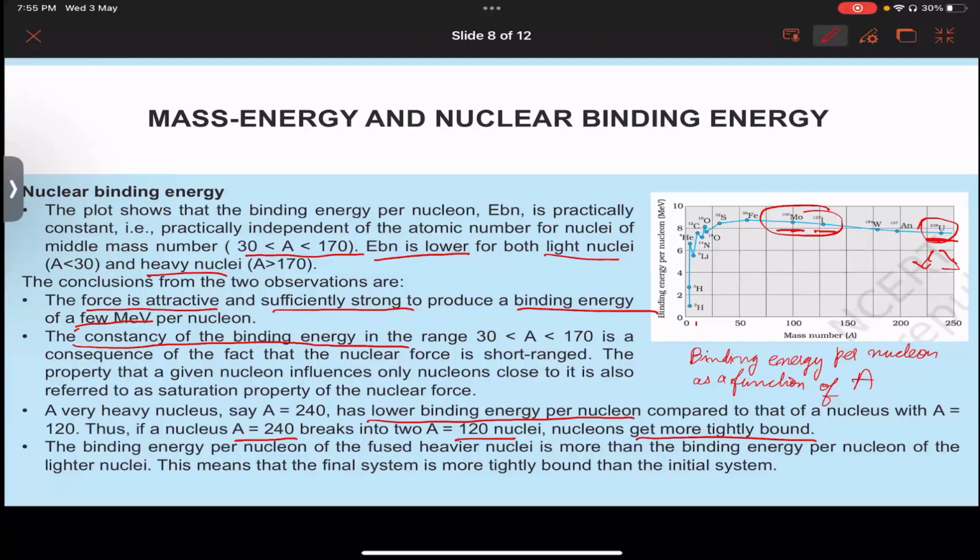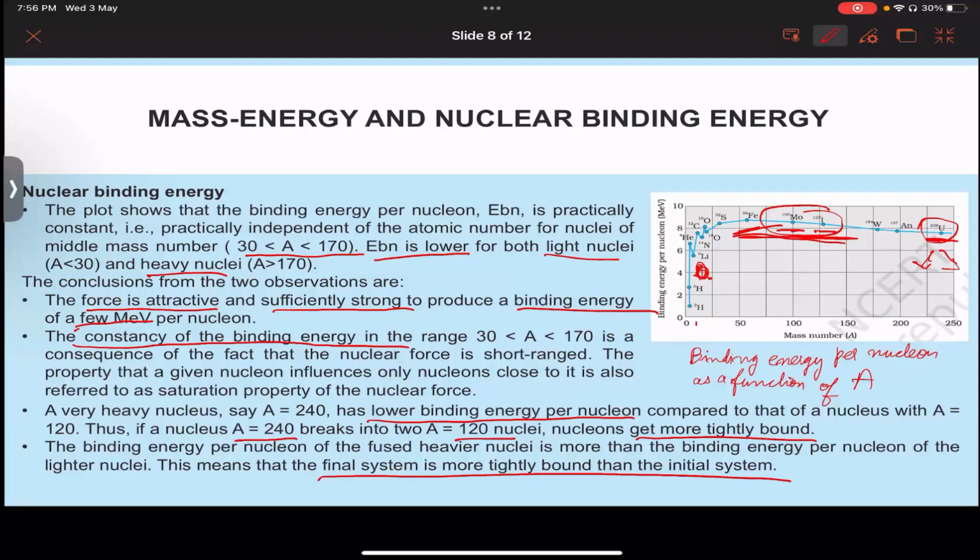And the binding energy per nucleon of a fused heavier nucleus is more than the binding energy per nucleon of the lighter nuclei. Okay, over here also we can see that, suppose you have two of these lighter ones. So these are obviously lighter elements and they have lower binding energy, but if they fuse together and form, say, any of the nuclei that are falling in this range, they are going to have a higher binding energy than the constituent lighter nuclei. Okay, so this means that the final system will be more tightly bound than the initial system.